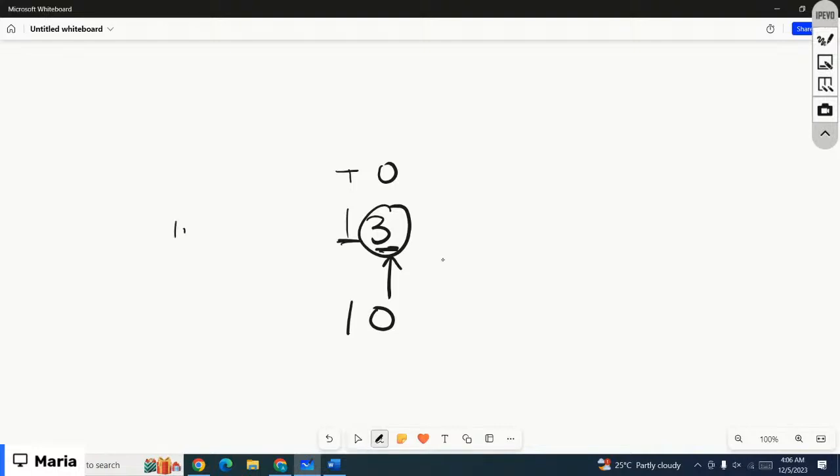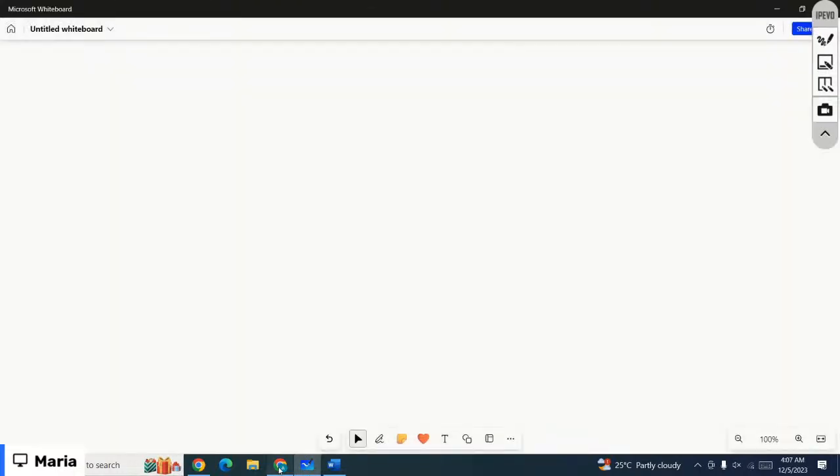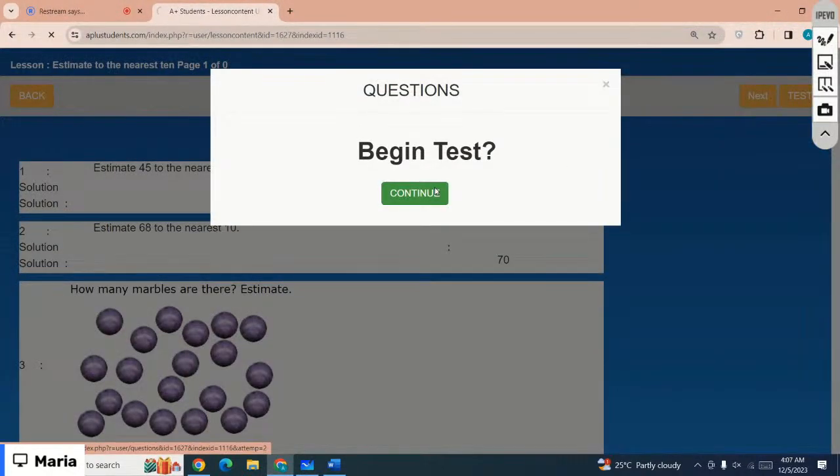If you see between two tens, this is between 10 and 20. 13 is just 3 points away from 10 and 7 points away from 20. You have to round off the number to the 10 that has the less distance. Here it is 3 points away from 10, so it would be rounded off to 10. Here you have the longer distance, 7. Let's just start with the practice questions.